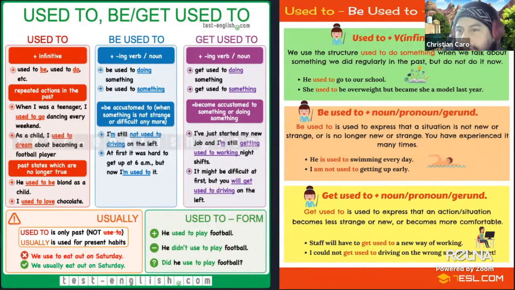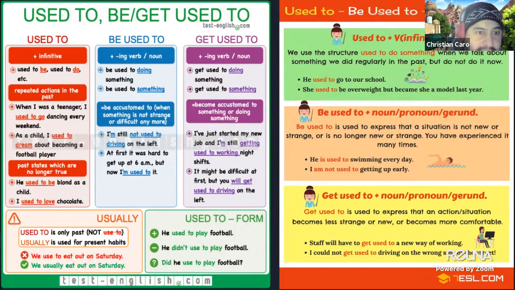So we're gonna do some exercises actually, so that we can, let's say, solidify the knowledge. And finally, get used to, right? Get used to is also used in a different context, you know. Get used to is used to express that an action or situation becomes less strange or new, or becomes more comfortable. So in this case, what we do is to describe the process of acostumbrarse a algo, right?